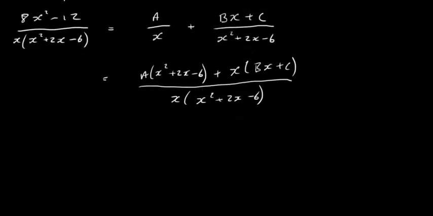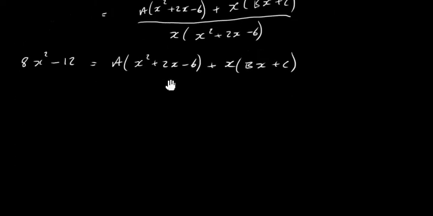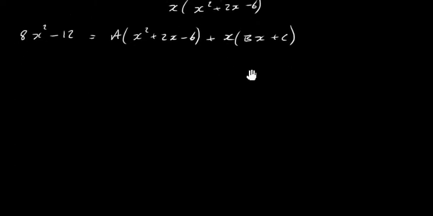So that's our two fractions added. Now what we want is for this fraction to be equal to the original fraction. Our denominators are equal, so that's fine. Really what we want is for our numerator to be equal to the numerator up here, so we've got to work out what A, B and C are. In other words, I want 8x squared minus 12 to be equal to A times (x squared plus 2x minus 6) plus x times (Bx plus C). These two need to be equal to each other.